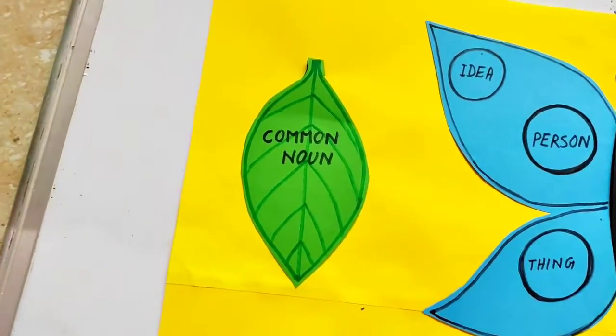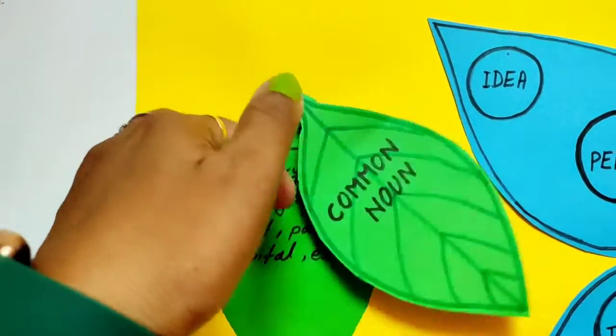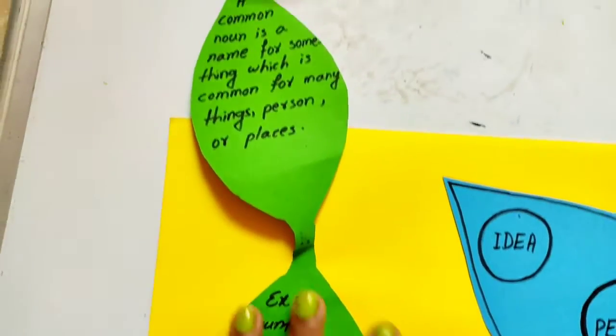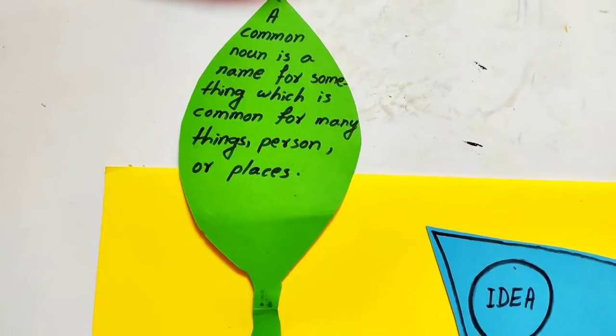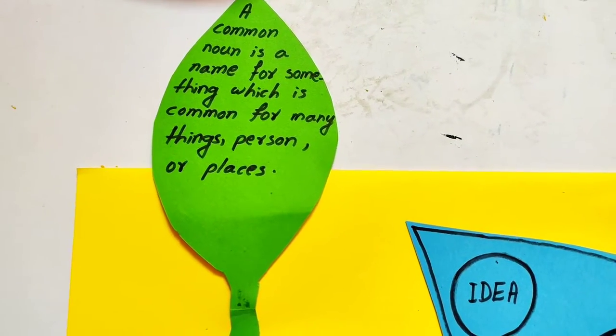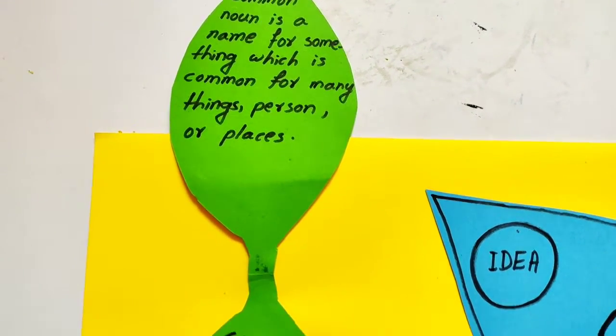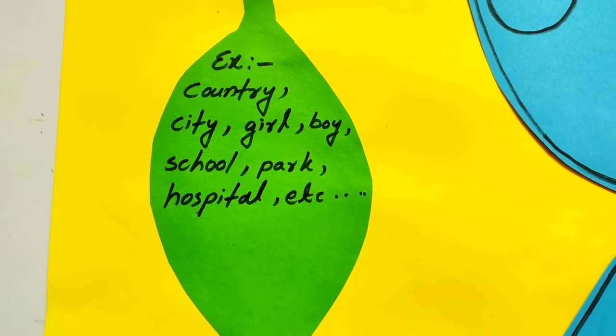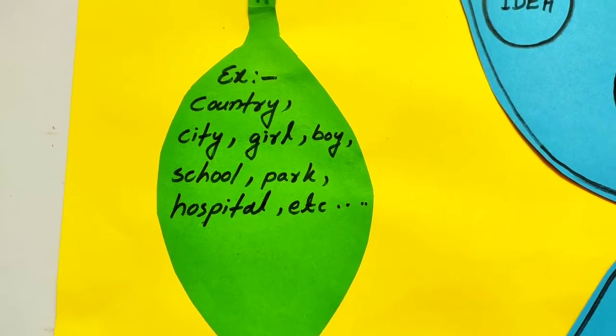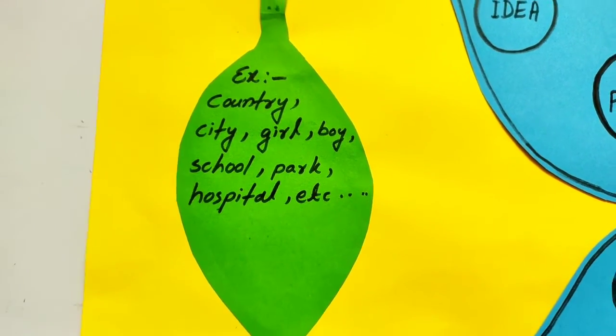Then types of nouns. First, common noun. A common noun is a name for something which is common for many things, person or places. For example, country, city, girl, boy, school, park, hospital, etc.